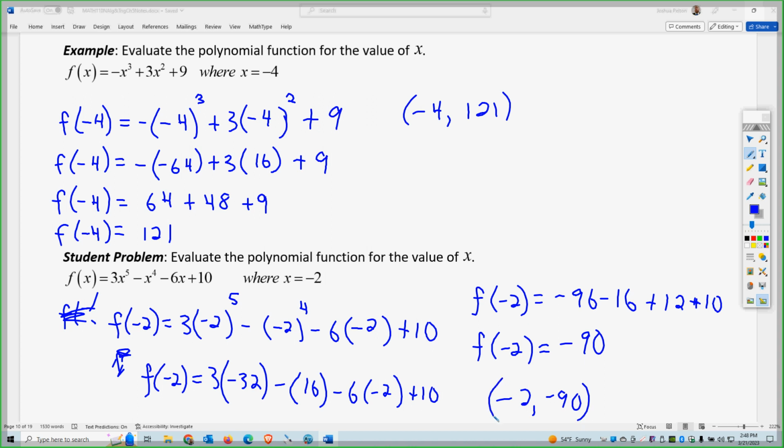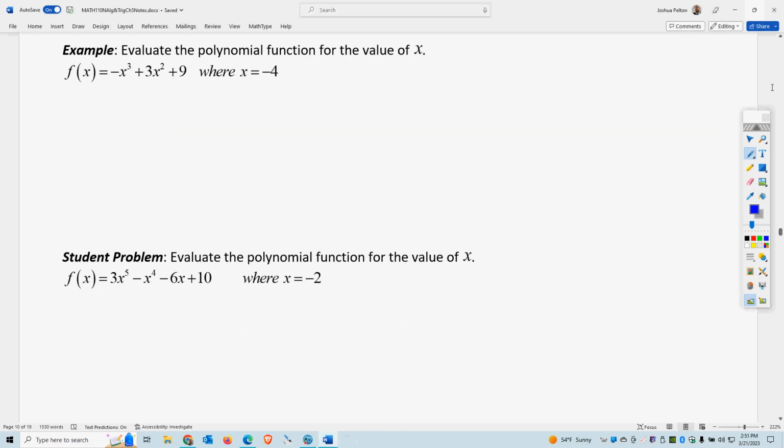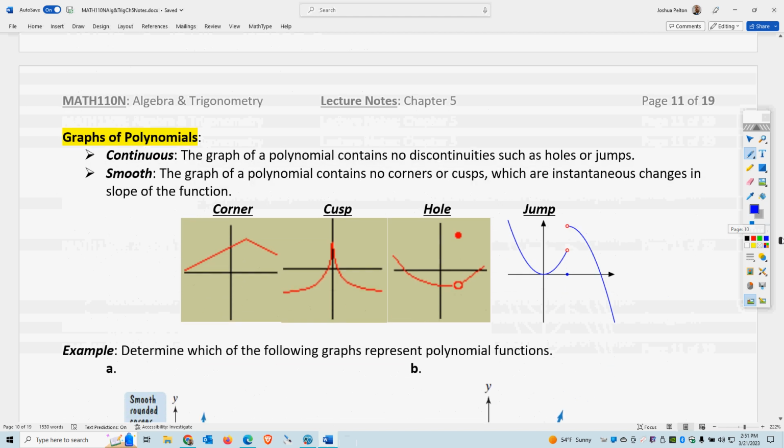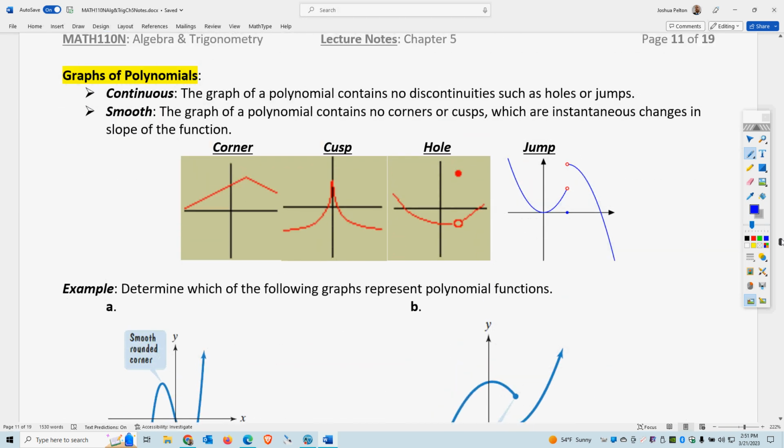All right, so we established what a polynomial is, and then how to plug in values into a polynomial. So now we want to talk about what they look like graphically. So graphs of polynomials are continuous. So when you draw, you're not going to pick up your pen or pencil and then put it back down. There's no jumps, no holes, no asymptotes, so on and so forth. It's smooth, which means there's going to be no cusps, corners, anything like that. It's going to be nice and smooth, right?